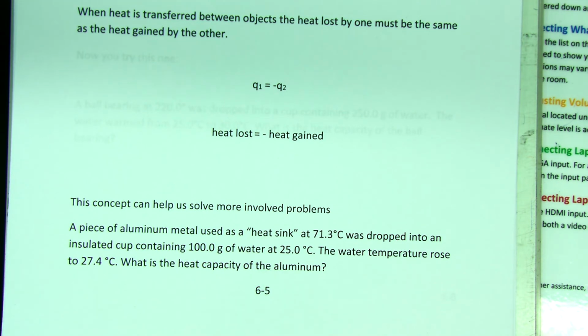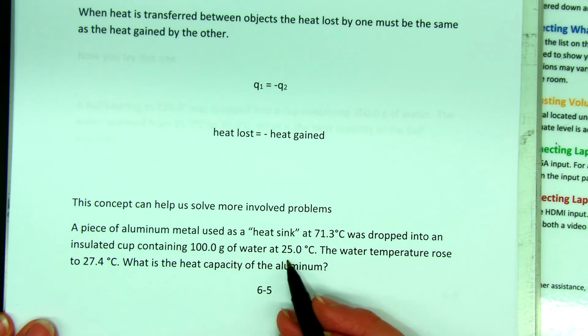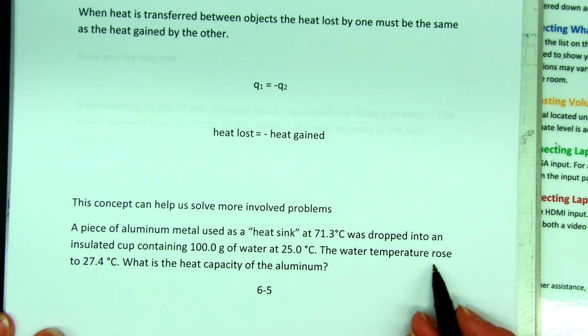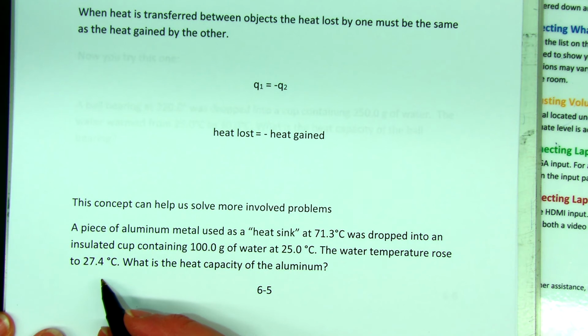That all the heat is going to stay in that cup in the water. Okay, it's not going through the cup to our hands to warm them up like the hot chocolate. And it's at 25 degrees. The water temperature rose to 27.4 degrees. What's the heat capacity of the aluminum?